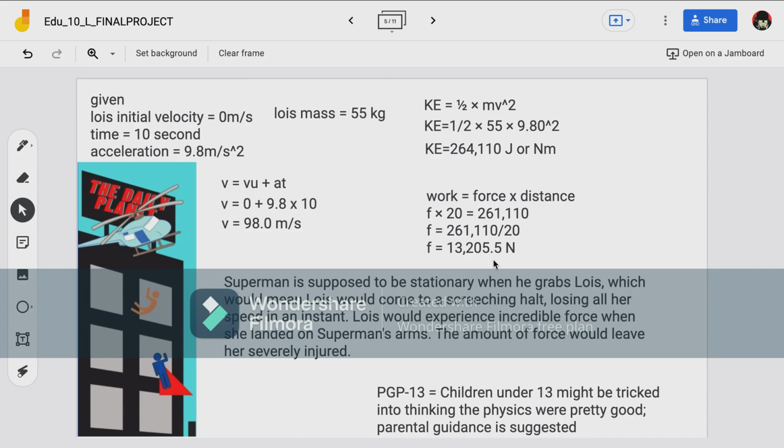After this, my rating on the scene is PG-13. Children under 13 might be tricked into thinking the physics were pretty good.